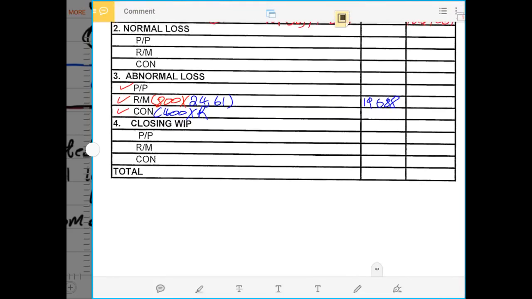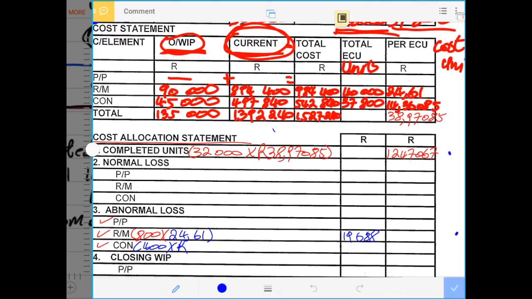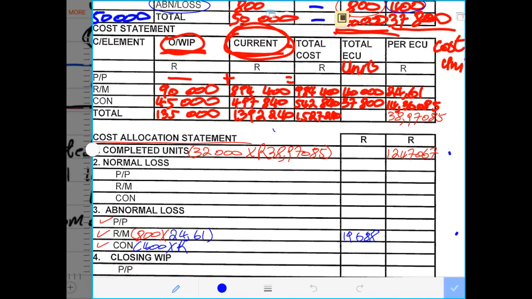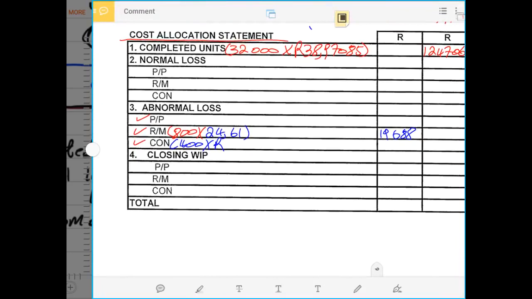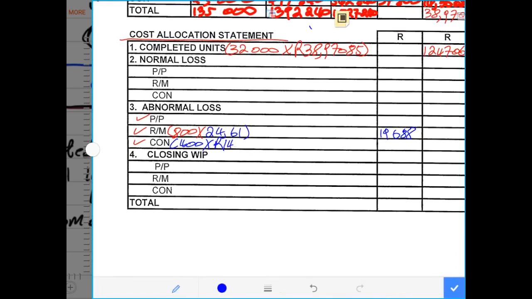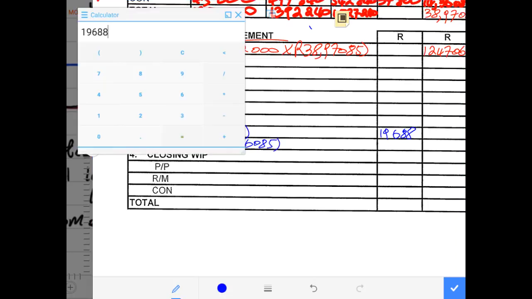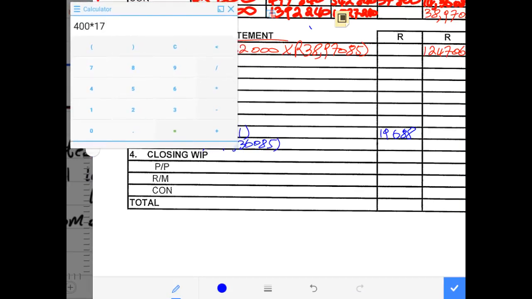Remember, this is also in rands. Conversion cost per unit. Our conversion cost per unit is 14.36085. So now we multiply by that. Then we multiply the two, where we say 400, multiplied by 14.36085. That gives us 5,744.